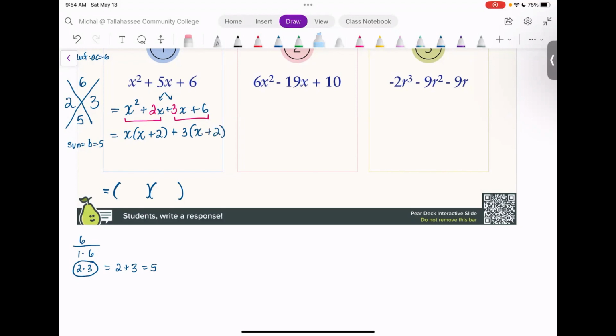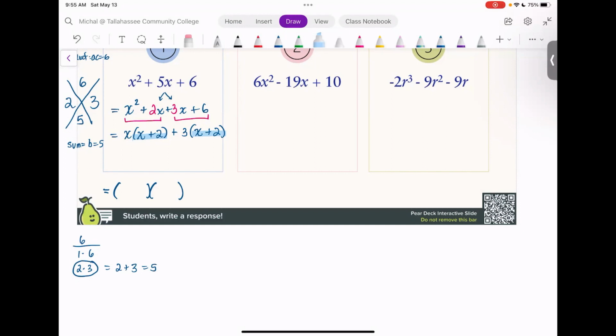Notice what happened here. I resulted in two identical factors. The reason that I got these identical factors is because I used the AC rule to split my 5x into two terms that multiplied to be 6 and added to be 5. If I had chosen any other combination, for example, 1 and 6, when I factored out the greatest common factor, I would not have had an identical factor pair of x plus 2.